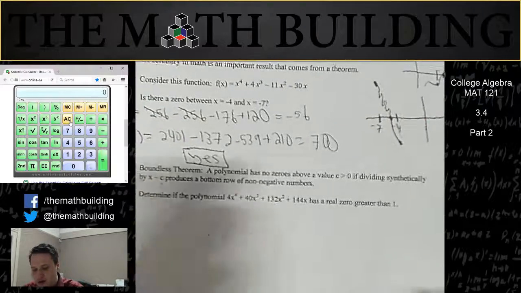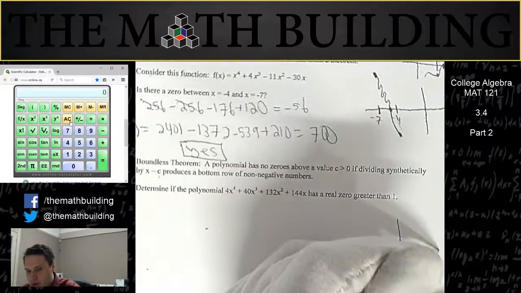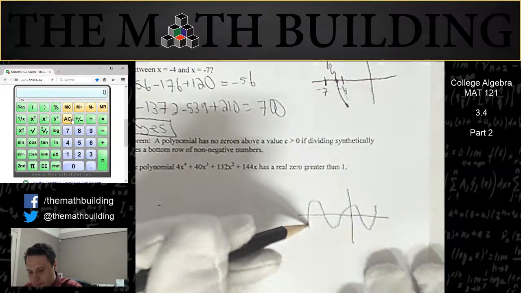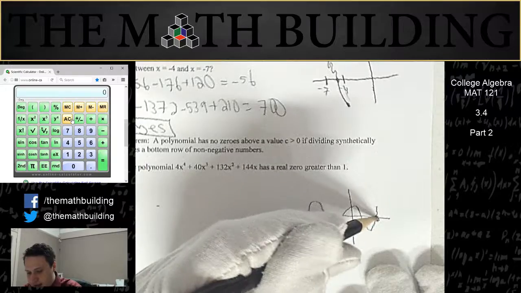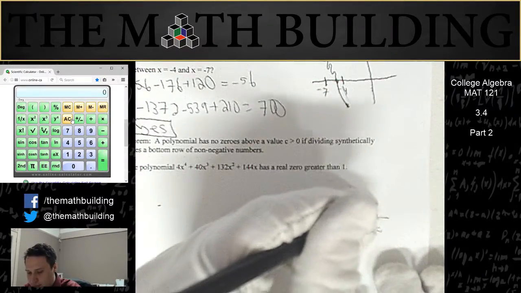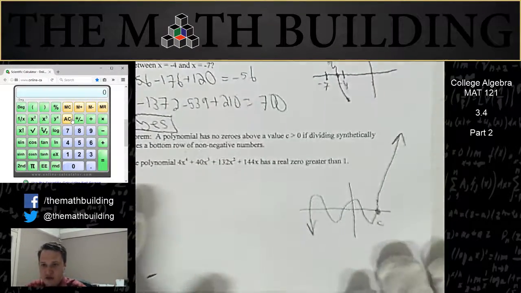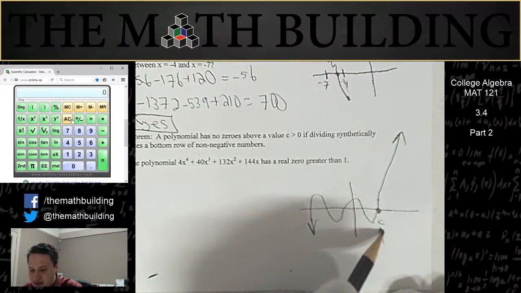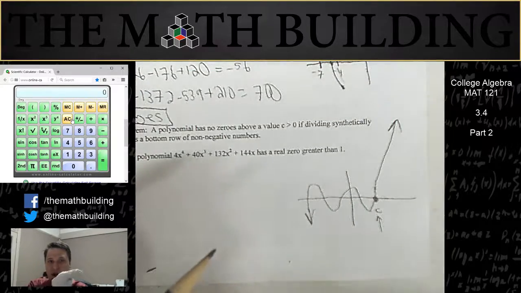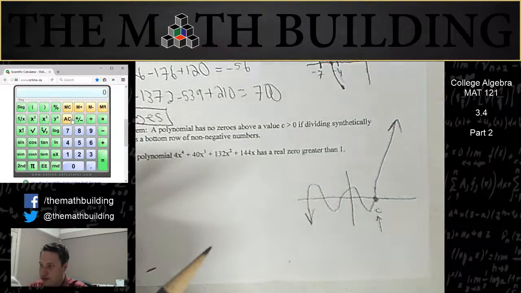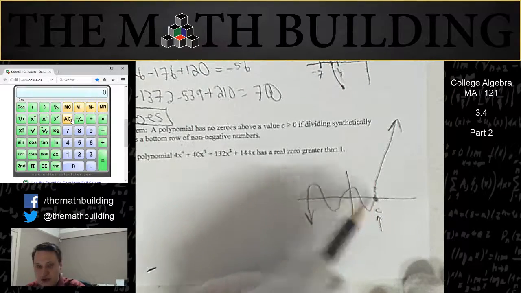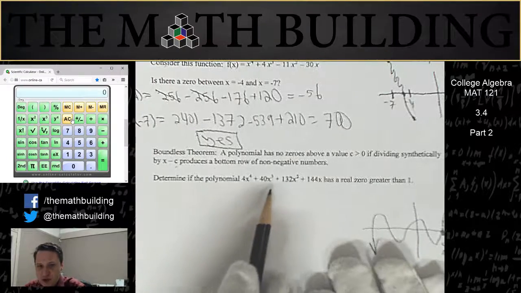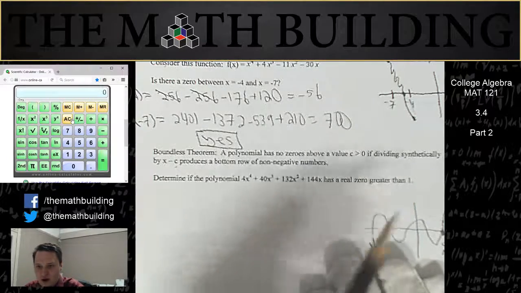So there's a lot there. Let's unpack it. Let's say we've got some graph, maybe like this function. And let's say we have some highest value. And the graph goes up infinitely forever, so there's never another zero. If we synthetically divide by this value and get a row of positive numbers, then that means for sure this is the last value. So that's kind of cool. Let's try: determine if this polynomial has any zero greater than 1.